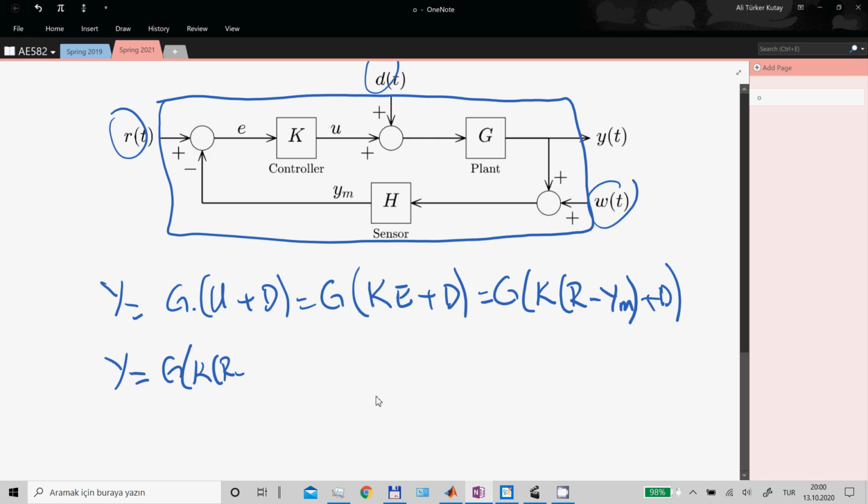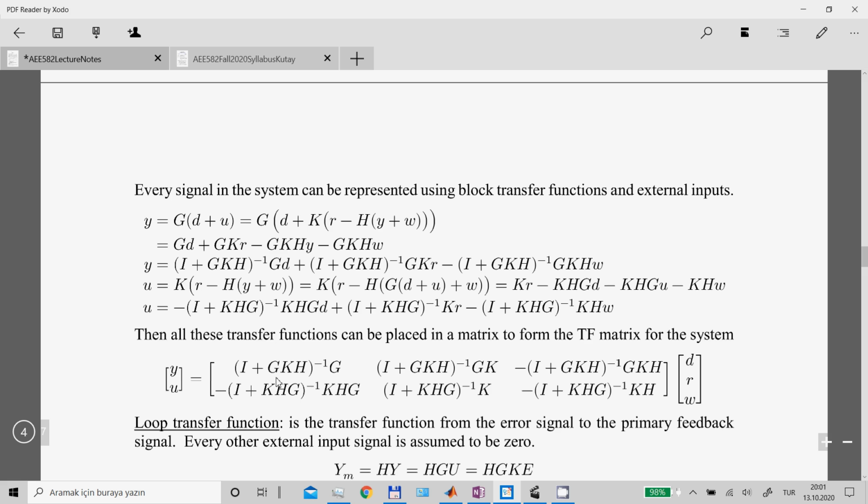Okay, so instead of Ym, I'm going to write H times capital Y plus capital W plus D. Now everything is an external input signal here. R is an external input signal, Y is my output, W is an external input signal, and D is an internal external input. So I can rearrange this, and I can write the output signal Y in terms of the external input signals to my system.